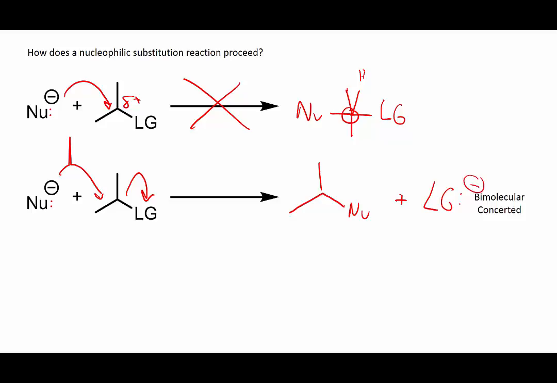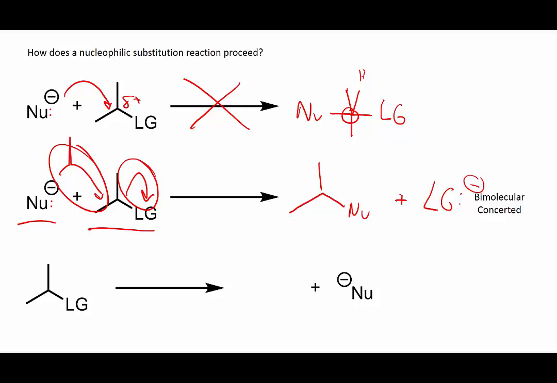This type of reaction is called bimolecular. It's bimolecular because it involves 2 molecules colliding for the reaction to proceed. It's also concerted, which means that as this new bond is forming, another one is breaking at the same time. If we can describe a reaction as concerted, we can also describe it as stepwise.